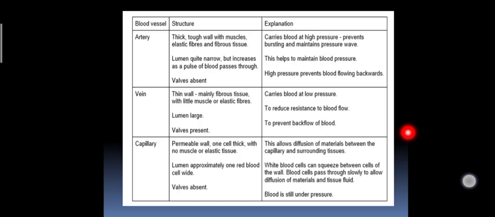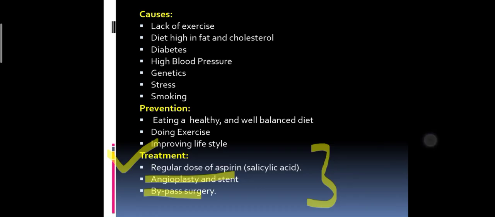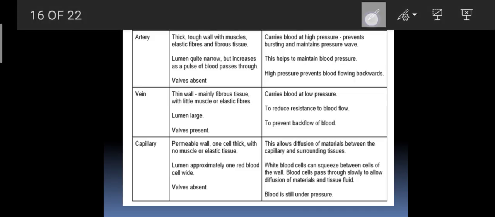Now we will discuss the blood vessels. We will discuss the structure and functions. Firstly, there are three types of blood vessels. These are known as arteries, veins and capillaries.